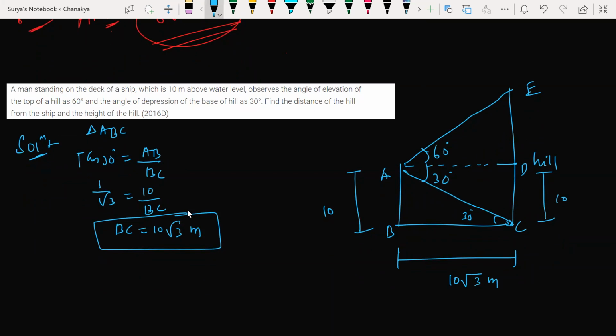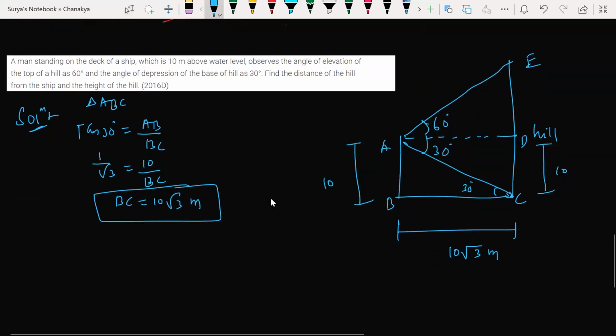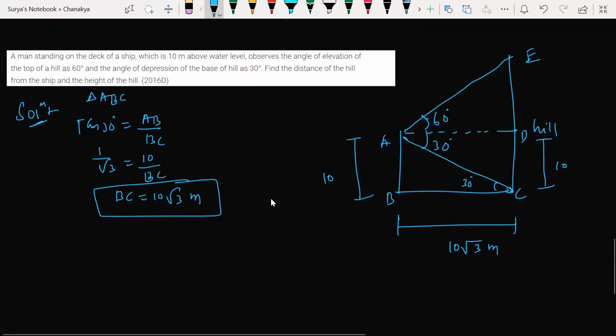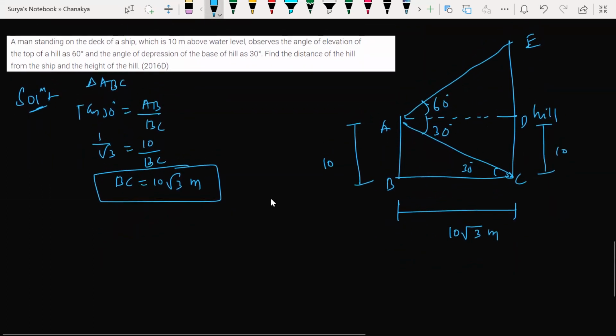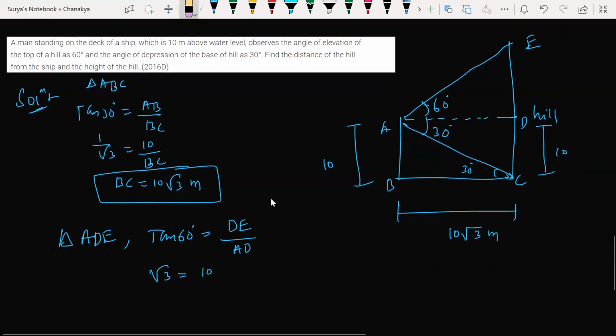And what he is asking us to find out is the distance of the hill from the ship and the height of the hill. Find the distance of the hill from the ship. How much is this distance from the ship? And from the triangle ADE, what is tan 60? Tan 60 is DE upon AD. So root 3 is equal to DE upon AD, and AD is 10 root 3.